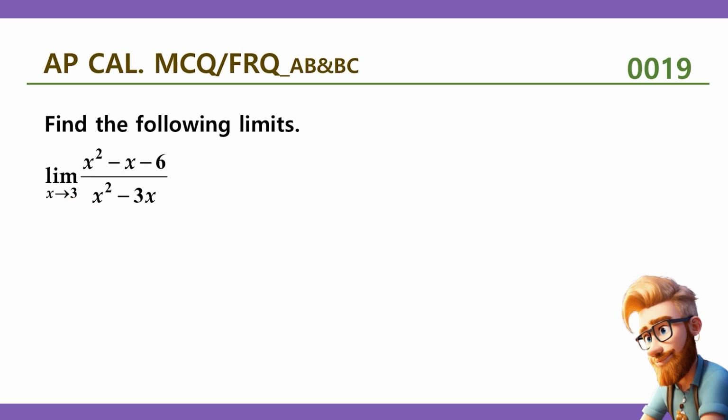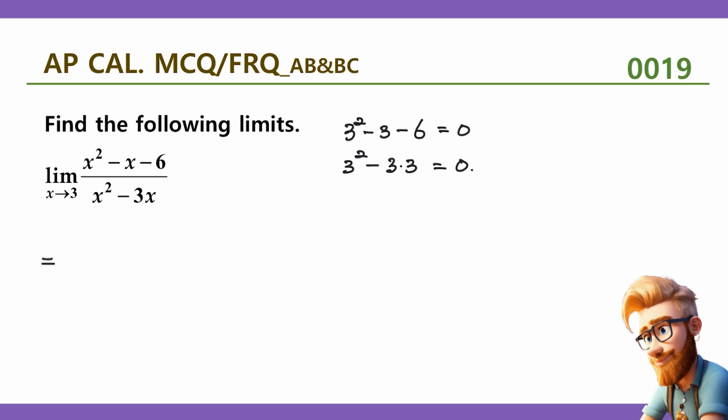So in the numerator we have 3 squared minus 3 minus 6. That's 9 minus 3 minus 6, which is equal to 0, right? In the denominator, 3 squared minus 3 times 3, that's also 9 minus 9, which is equal to 0. So if both the numerator and denominator are equal to 0, we want to simplify the numerator and denominator.